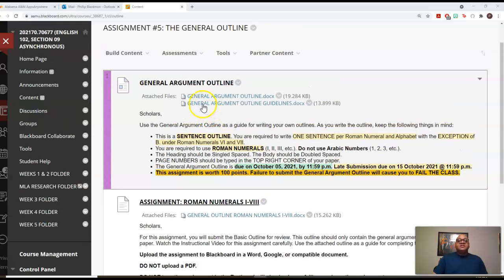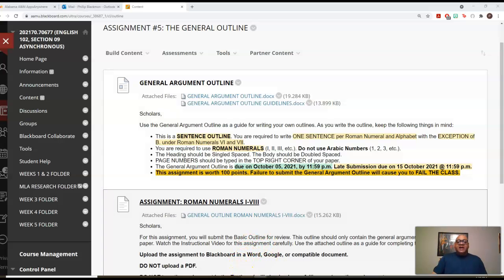I'm in this section of the folder here. There are two documents that I have here for you. I have the sample outline and I have the guidelines. All you have to do is click on the assigns, click on the blue links, and the document should download. I also have a reminder here about your due dates and your instructions, which are also in the guidelines. So let's start with the guidelines first.